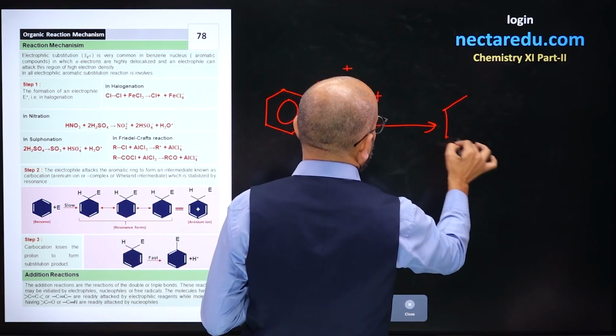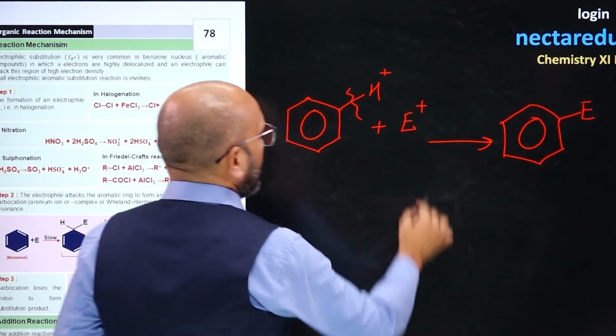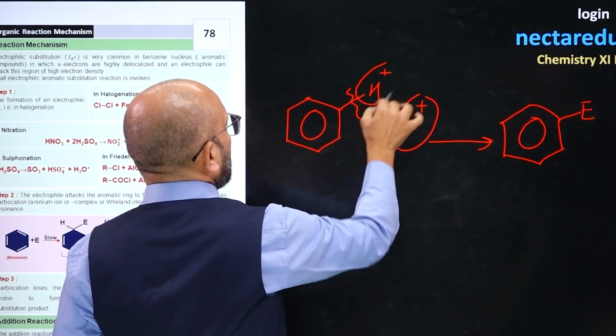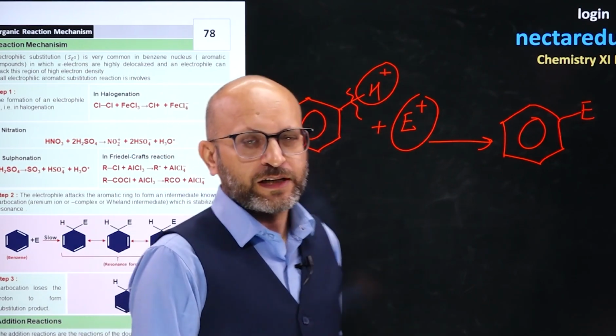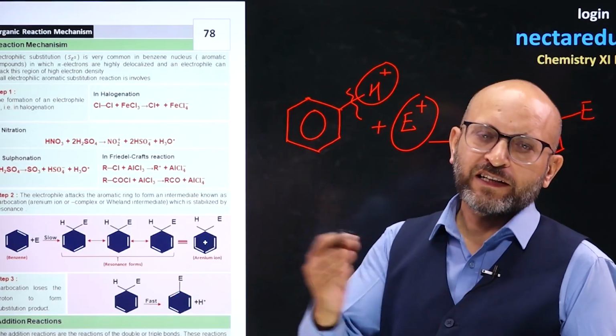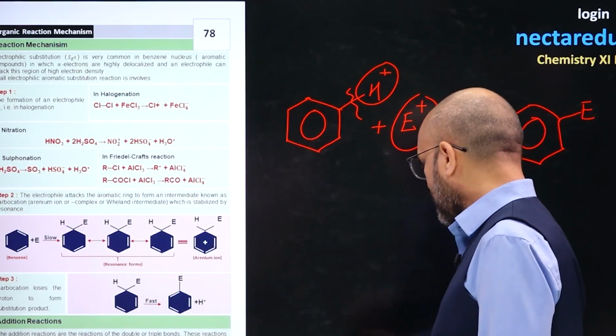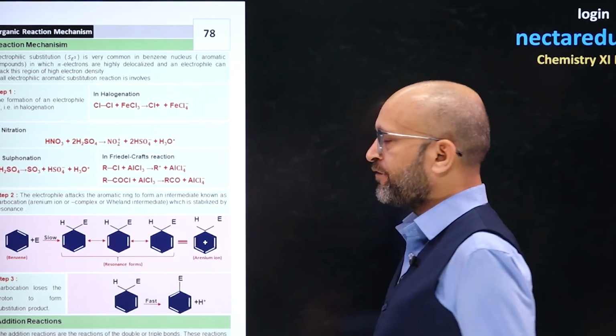So you get a product like this. What is actually happening is one electrophile is replacing another. The reaction is known as electrophilic substitution reaction because one electrophile is coming in, another is going out. Now we have electrophilic substitution of 5 types. What are the 5 types?